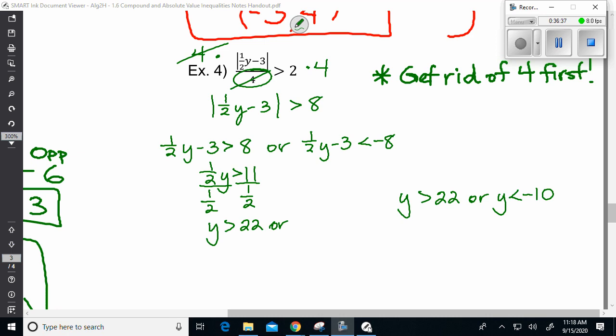Switch on over to the second part, add 3 on both sides. 1/2 y is less than negative 5. Divide by 1/2. So if you got negative 2.5 or negative 5/2, I know exactly what you did. You didn't put 1/2 in parentheses. Dividing by 1/2 is the same thing as multiplying times 2. You should get negative 10.